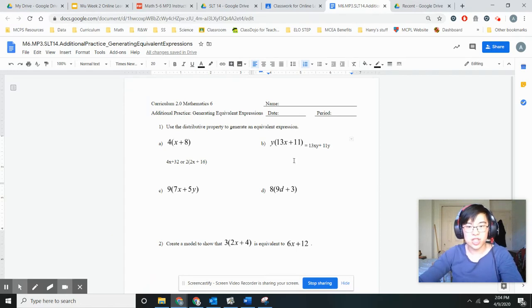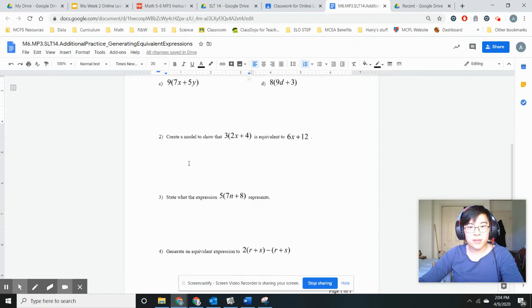Yeah, so just distribute the y over here and over here. So the y goes here, and the y goes here. This one, the 7 and the 5. Yeah, there's probably only one answer. All you have to do is multiply 9 times 7 and 9 times 5. Make sure you keep the x and keep the y.